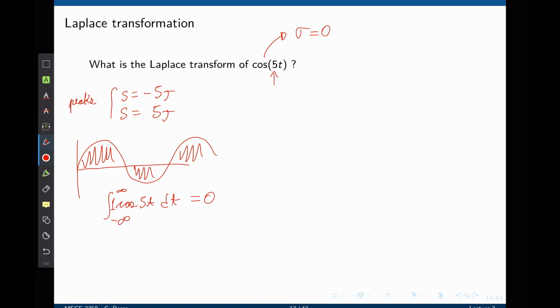This means that we multiply this function by 1, and to multiply the function by 1, our exponential of negative st needs to be 1. That is achieved when omega is 0 and when sigma is 0. These peaks are the poles, and the point where the integral is 0 is the zero.